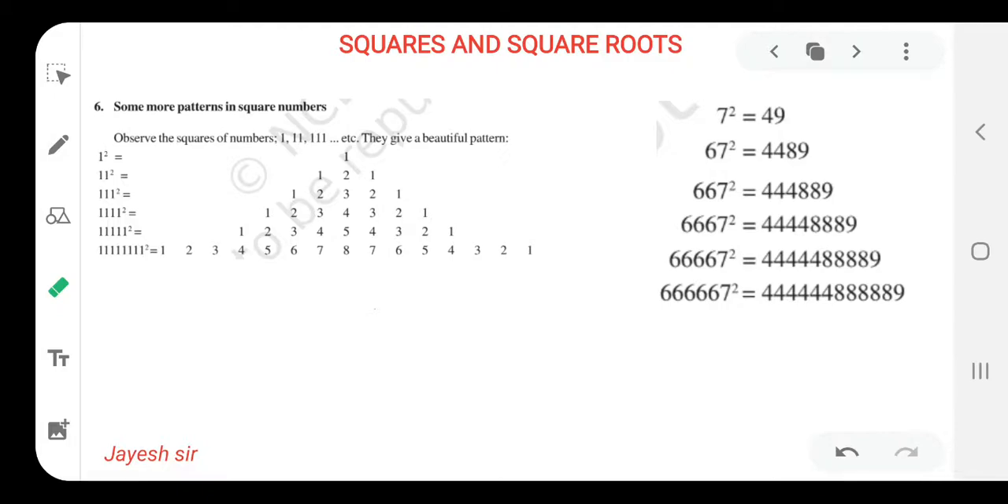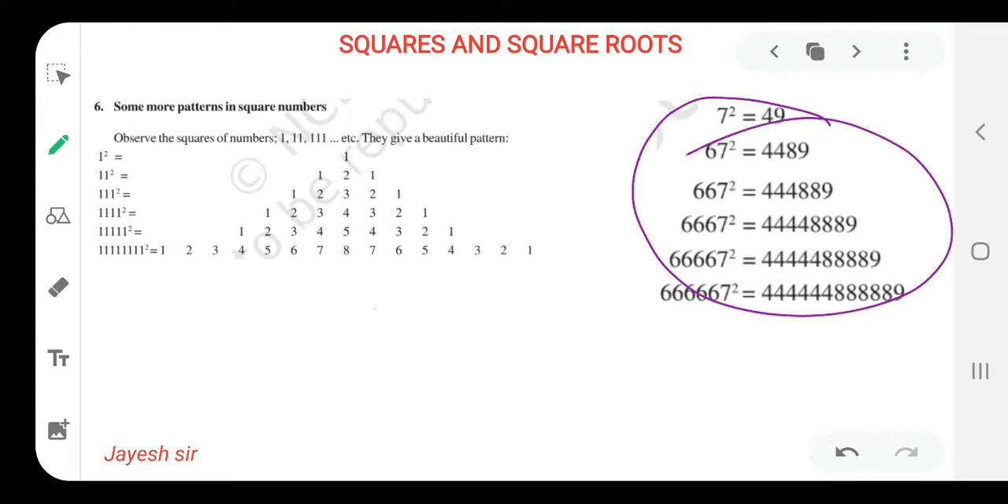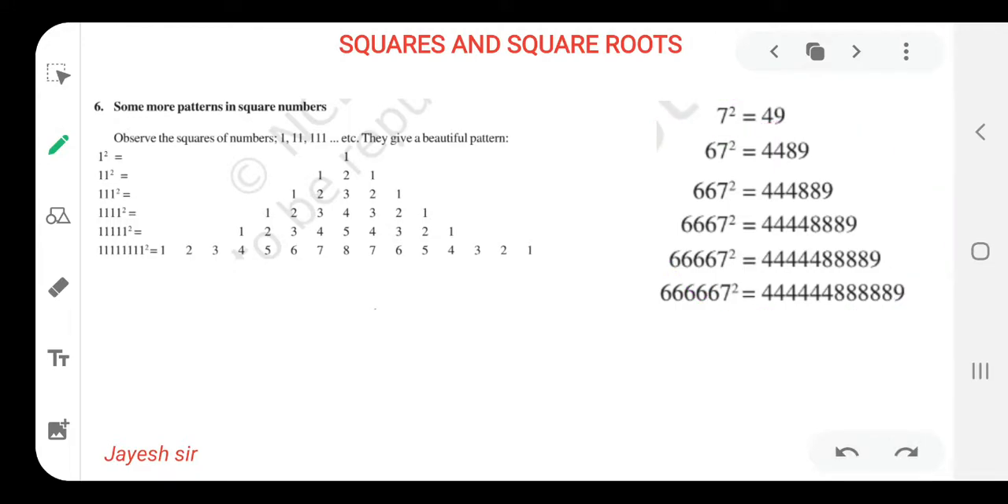So let us understand the second pattern that is given over here, that is 7 square equals 49. 7 square equals 49 is the pattern given over here, and then 67. Afterwards we are adding 6 before 7, that means it becomes 67 square. 67 is made up of two numbers, a 1's place and a 10's place, that means the 4 should come 2 times. So 2 times 4 we have written, then 6 is 1 time, so 8 1 time, 9 1 time.